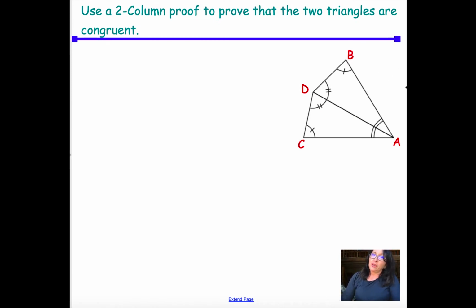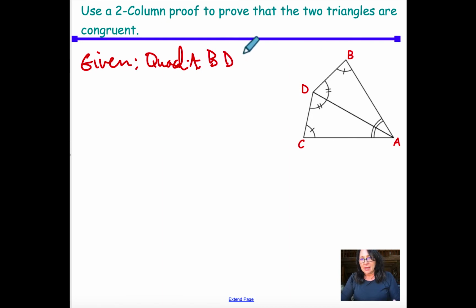So again, this is a two-column proof to prove that the two triangles are congruent. So we are going to say given, this is a quadrilateral, but it's not a special quadrilateral. We're going to say this is given quadrilateral ABDC. Quadrilateral A, B, D, and then C. So that's our given quadrilateral.